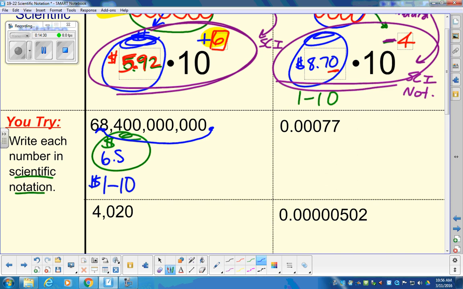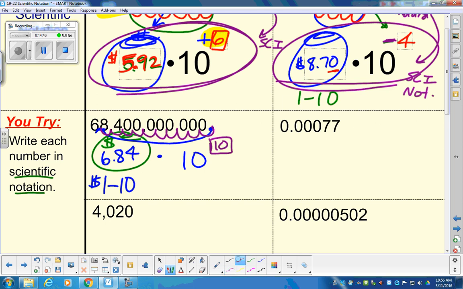$6.84. We're multiplying by a power of 10. We need a power here. So if we move the decimal, we need to adjust it on the power. 1, 2, 3, 4, 5, 6, 7, 8, 9, 10.